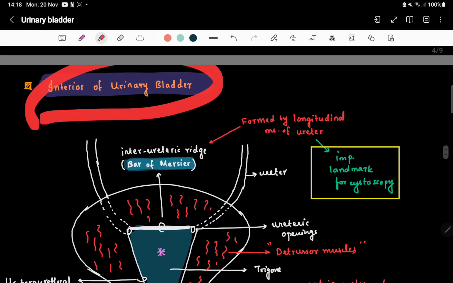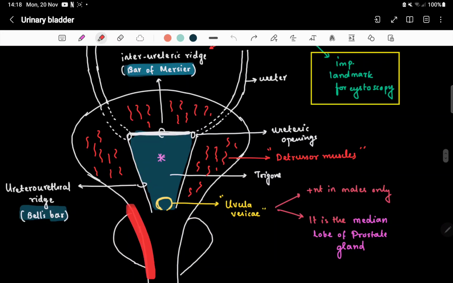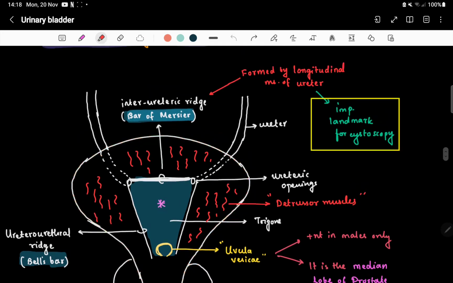Then talking about the interior of the urinary bladder, this is the interior of the urinary bladder. The ureter is going posteriorly through this, and again the ureter is going posteriorly through this.